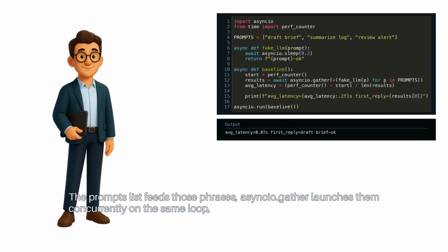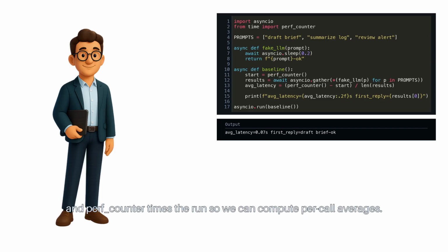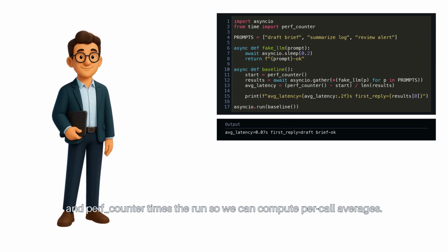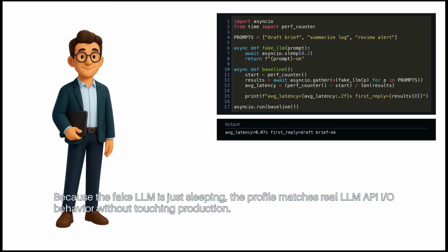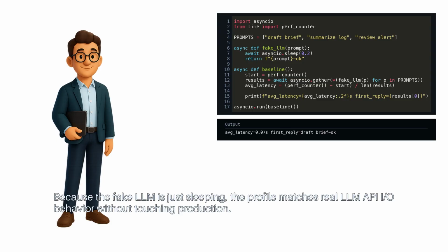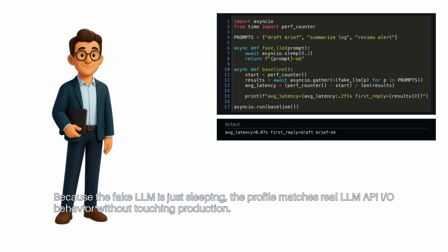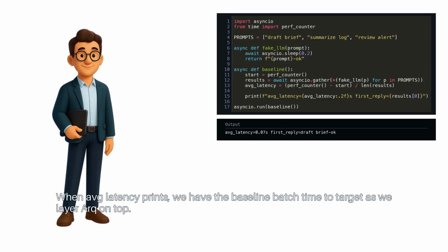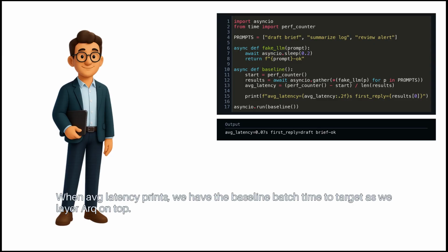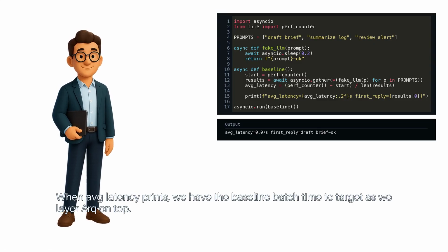Asyncio.gather launches them concurrently on the same loop, and perf counter times the run so we can compute per call averages. Because the fake LLM is just sleeping, the profile matches real LLM API I/O behavior without touching production. When average latency prints, we have the baseline batch time to target as we layer Arc on top.